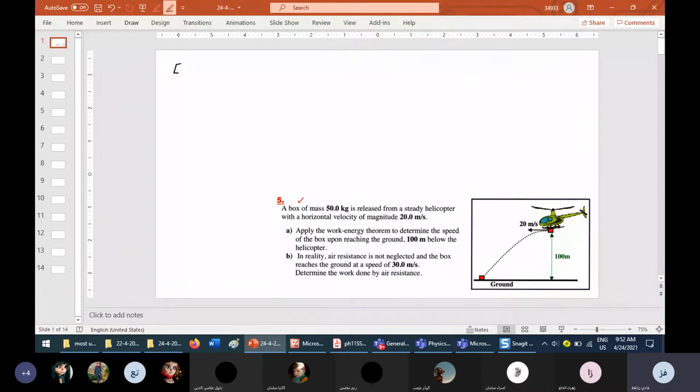Here is exercise 5 on Everest. He said a box of mass is released from a steady helicopter with a horizontal velocity of 20 meter per second. So this will be the initial speed. Apply the work energy theorem to determine the speed of the box upon reaching 100 meter below the helicopter.